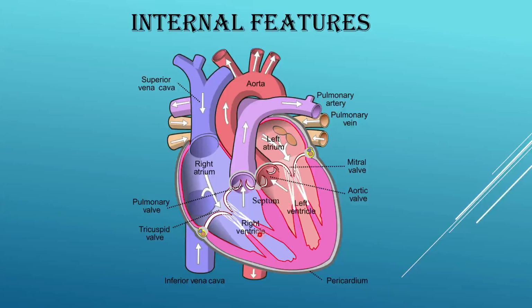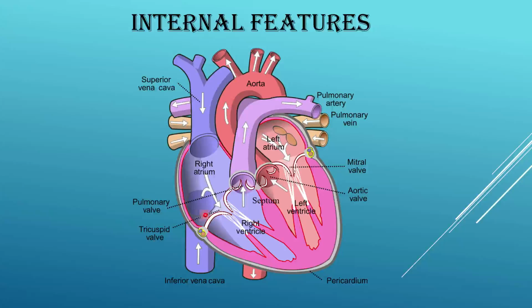And the lower two chambers are the ventricles, that is right and left according to their position here. The right ventricle receives deoxygenated blood from the right atrium, and the left ventricle receives oxygenated blood from the left atrium. But both these ventricles are distributing chambers. They distribute blood through the concerned blood vessels that arise from these ventricles to the different parts of the body.